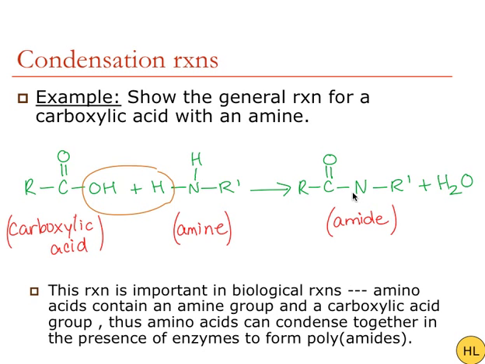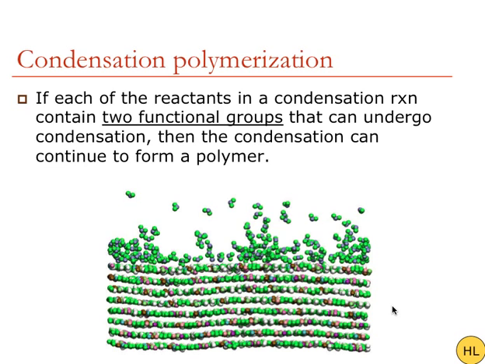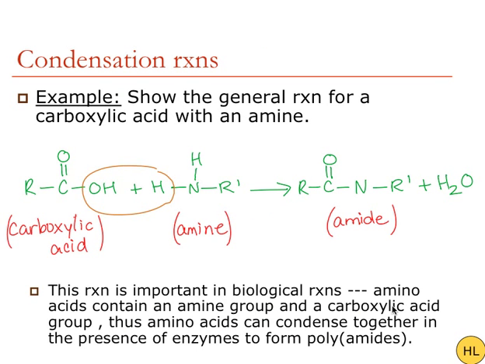This particular example is pretty important because of biological reactions. The amino acids contain an amine group and a carboxylic group. They can condense in the presence of enzymes to form polyamides, so more than one of that. This peptide link right here is called a peptide bond, and they are obviously in peptides. That's biological stuff.